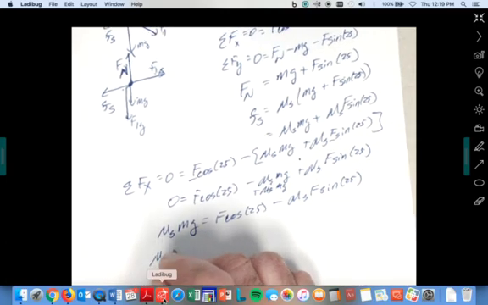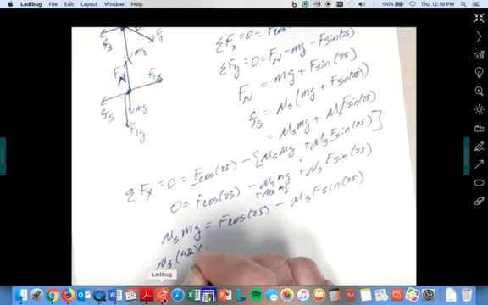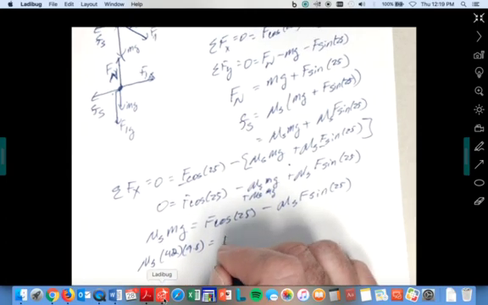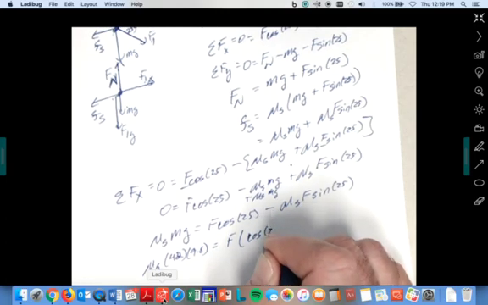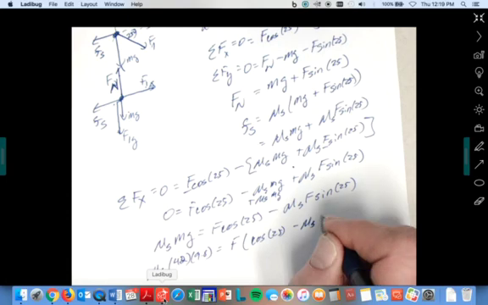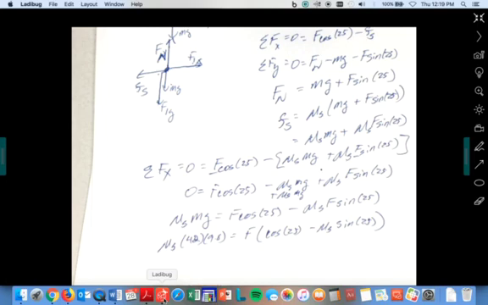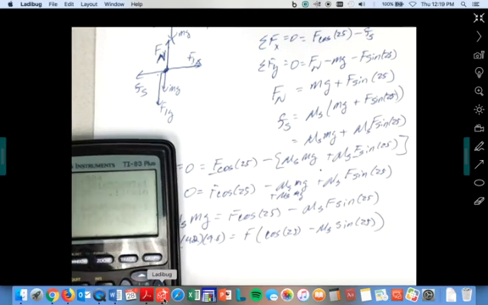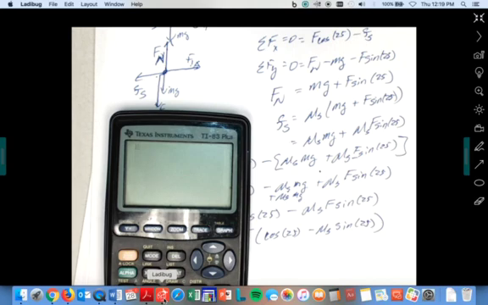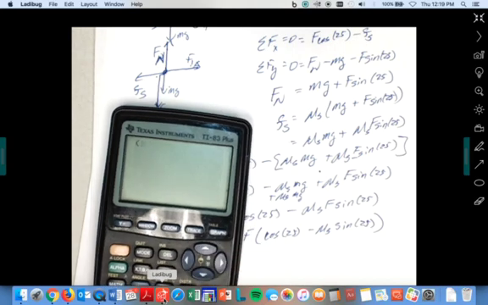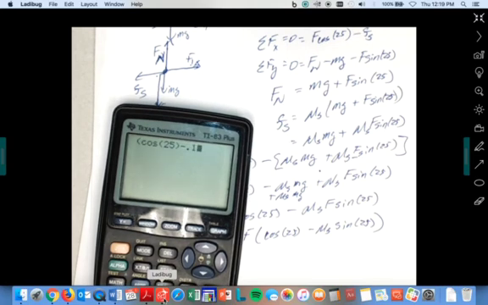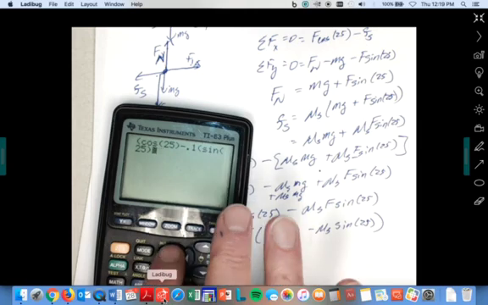So mu of s times 42 times 9.8 is equal to F, factoring that out, cosine of 25 minus mu of s sine of 25. Lots of algebra, I get it, but you can't do physics without algebra. All right, so let's figure out what all that is. I'm just going to do the stuff in the parentheses here. Cosine 25 minus 0.1 times the sine 25.